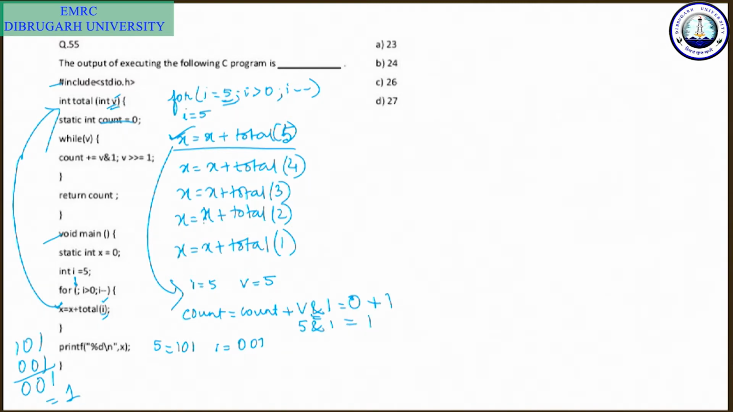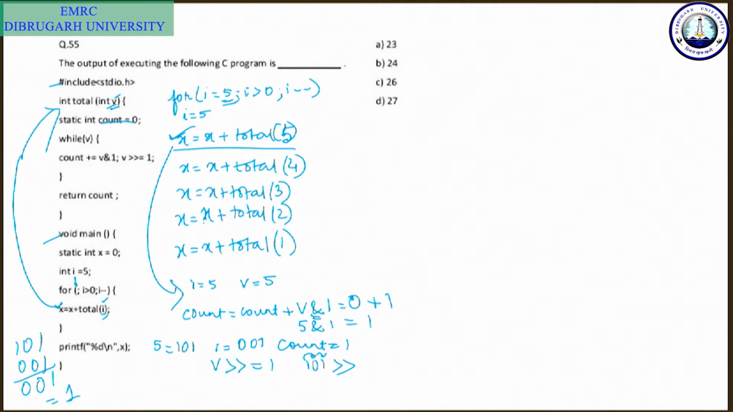Okay. So, your count is equal to 1. Then what we will do after that? V is equal to 1. So, what is your V? Your V is 1 0 1. We have to move in this way. How many times? 1 time.